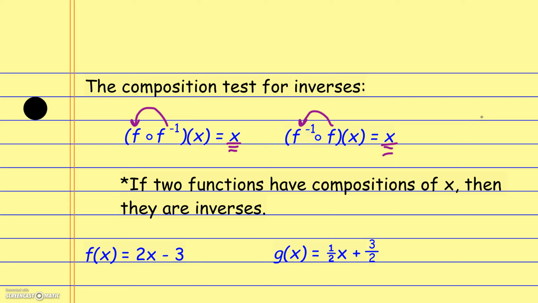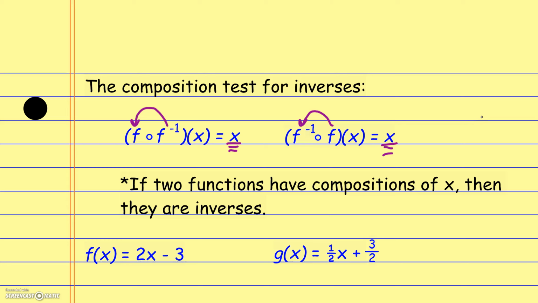And so the way we use this is basically if we have two functions and we're not sure if they're inverses, we do the composition test. We plug one function into the other function, and we do the composition one way, and then we do the composition in reverse, where we plug the second function into the first function, and we just see if we get an x each time. Because if we get an x each time, it means that we're dealing with inverses. Because if the functions are inverses, when I do the composition, it'll equal x.